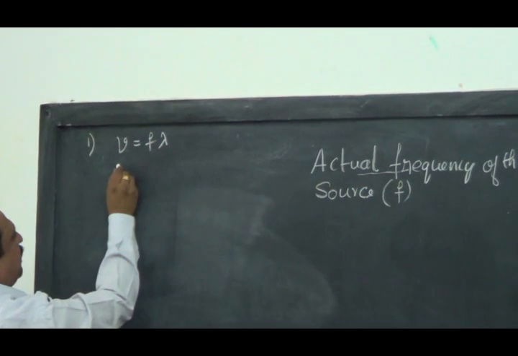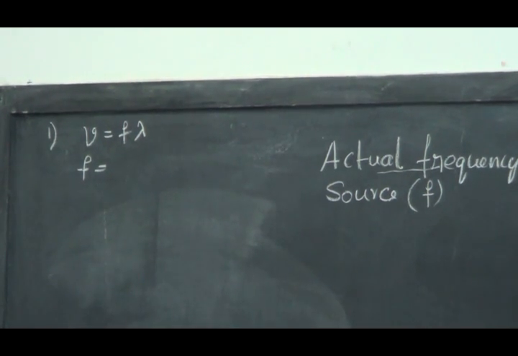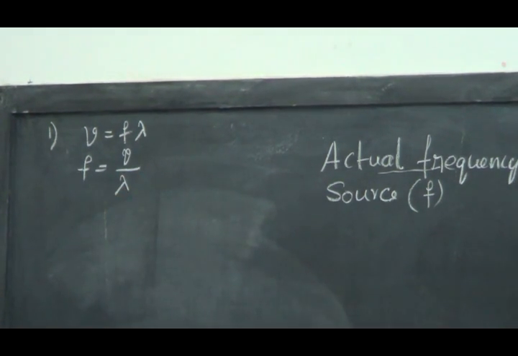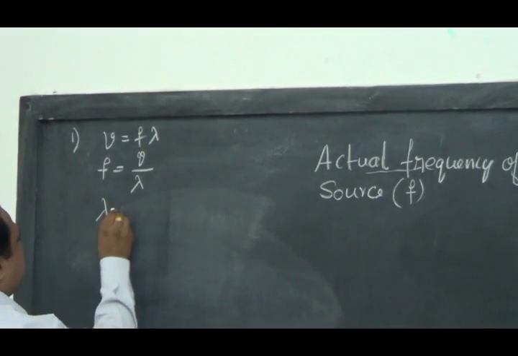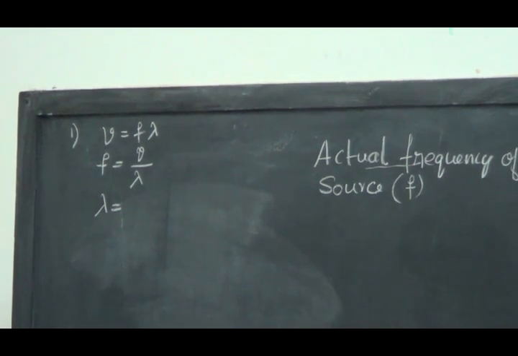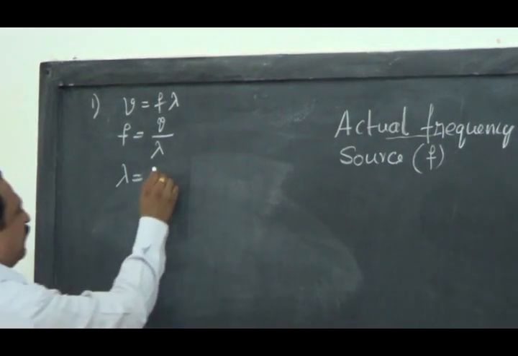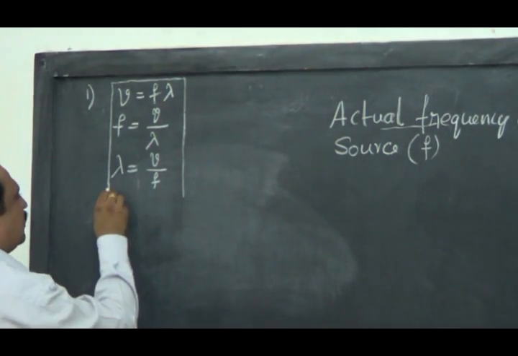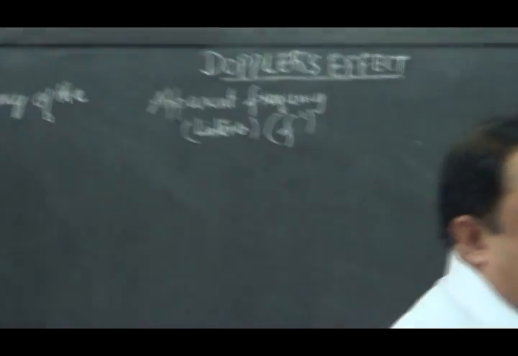If v is equal to f lambda, what is f? F lambda is equal to v. Therefore, f equals v by lambda. And sometimes we also write the value of lambda. What is lambda? You can tell me. V by f. So these three things you keep in your mind. This is basic number one in understanding Doppler's effect. Though this is a very simple thing, you should make a note of it.